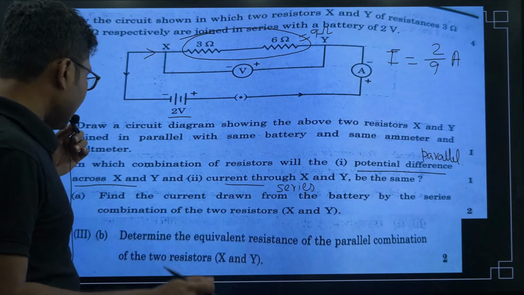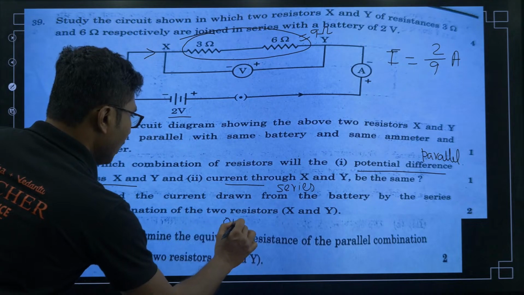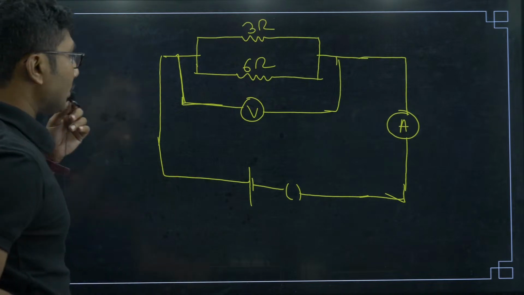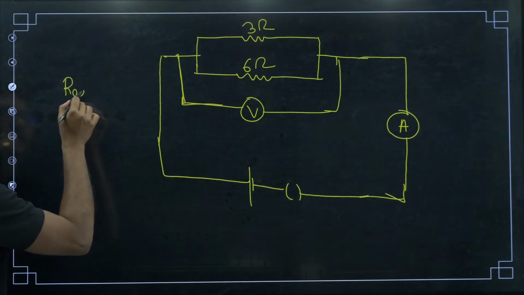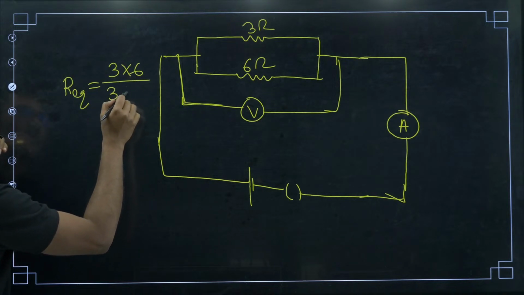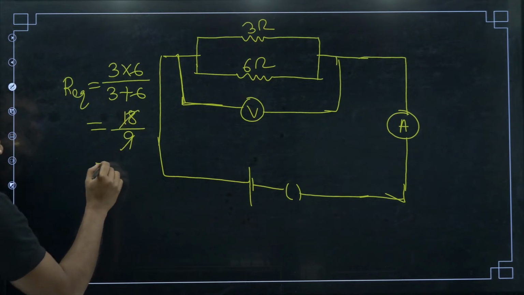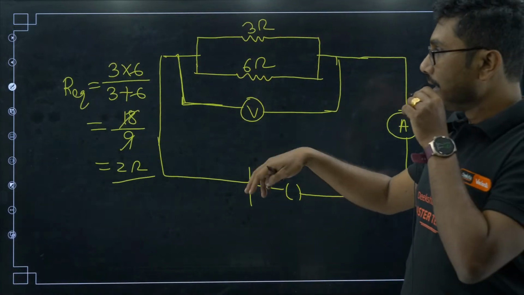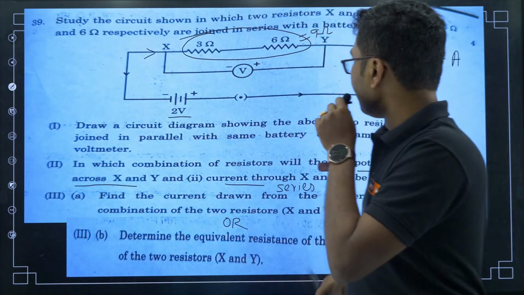Next, determine the equivalent resistance of the parallel combination of two resistors. This is the OR question, which is very easy. What is the parallel combination? When two resistors are connected in parallel, the equivalent resistance is given by the product of the resistors divided by their sum: 3 into 6 divided by 3 plus 6. So it will be 18 divided by 9, that is 2 ohm. So the equivalent resistance in parallel is 2 ohm, and the current in the series combination is 2 by 9.